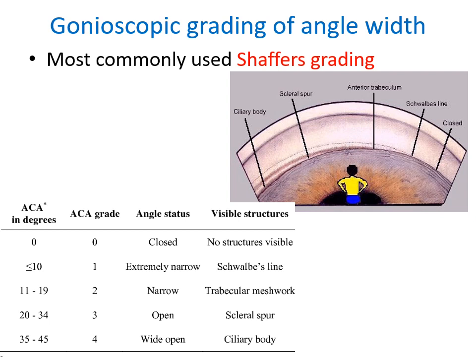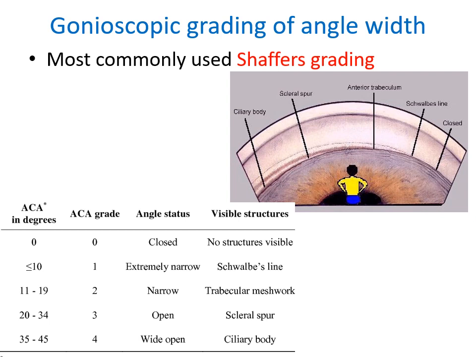So not only by seeing, we are also going to grade them. The most commonly used is Shaffer's grading. There are other gradings like Spaeth's grading system and others. The commonly used one is Shaffer's. So while seeing in gonioscopic examination, if we can see up to the ciliary body, as we saw in the previous picture, then it is a wide open angle.